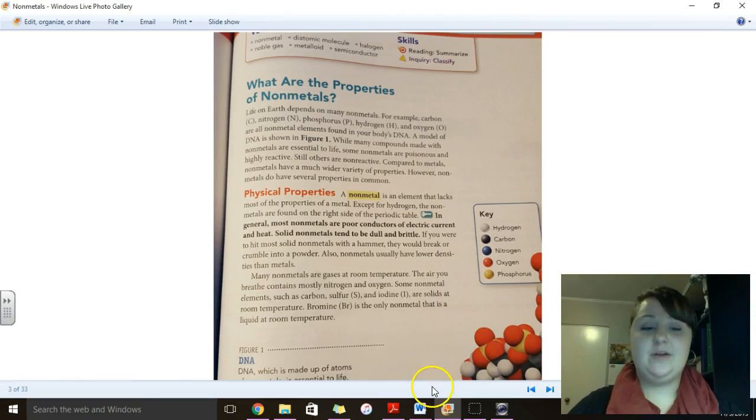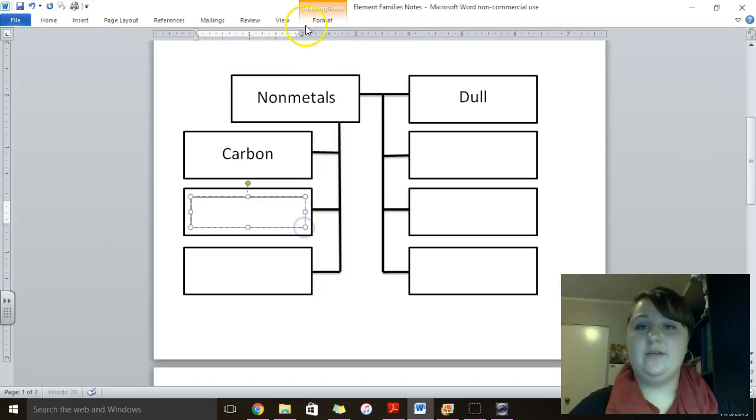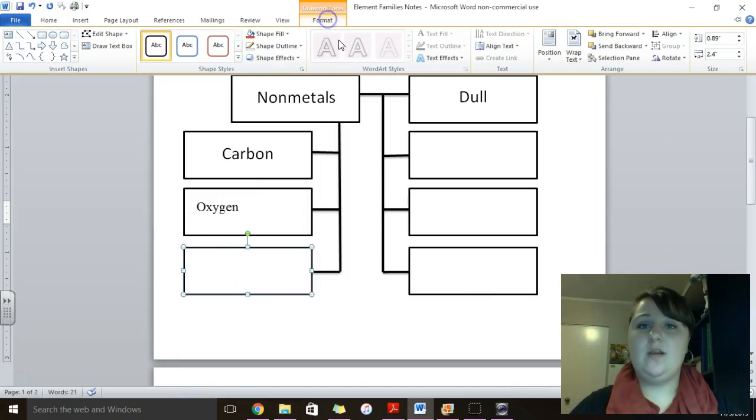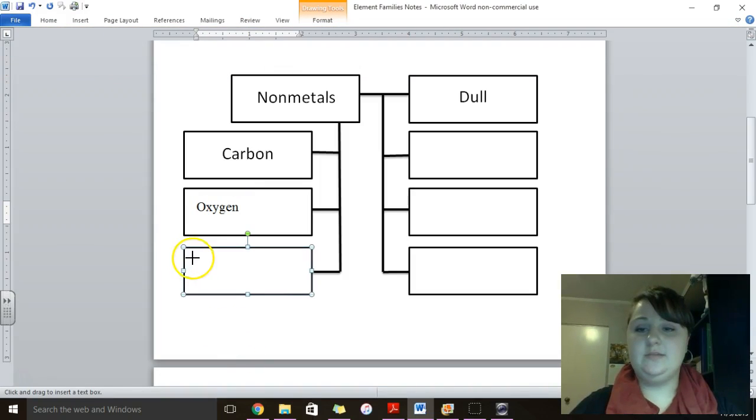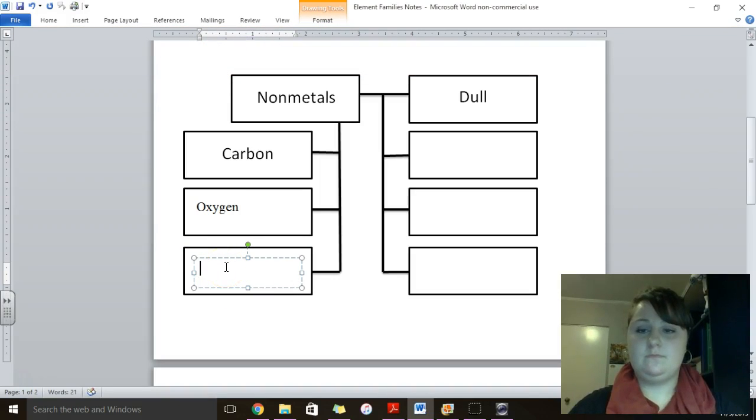So let's stop there. We already have two examples. We have oxygen, and another one you could put is hydrogen. So now let's move on to the properties.